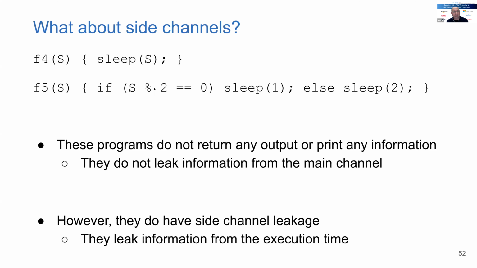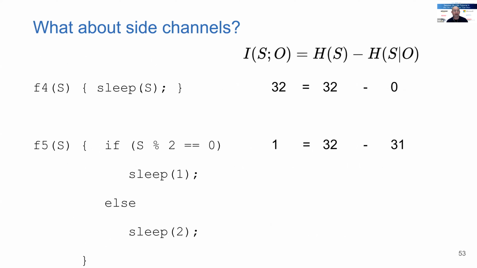Or this one looks at the last bit of the secret, and then it sleeps different times based on the last bit. So they don't return any output, but they do leak information from the execution time. So how much information do they leak? In this one, the execution time is exactly dependent on the secret, so there is no uncertainty left about the secret once I observe the observable, and the information leak is 32 bits. Here, the execution time leaks 1 bit of information, so the remaining uncertainty is 31 bits. I learned the last bit of the secret.